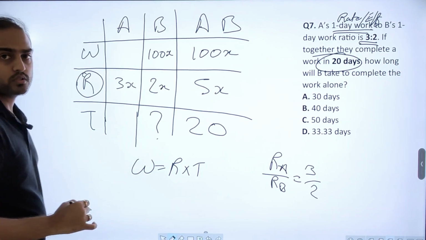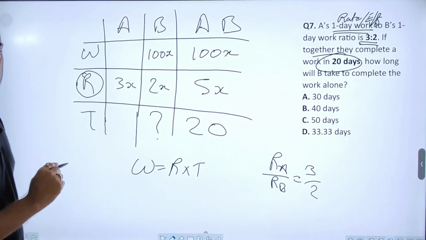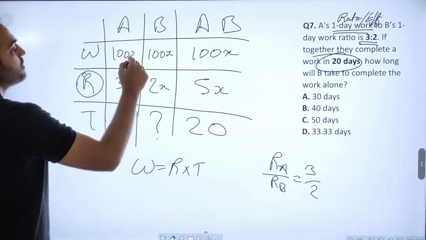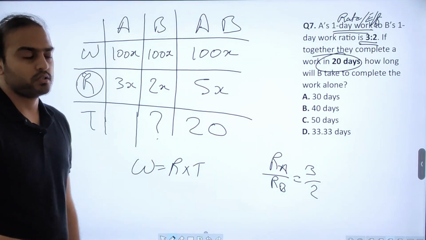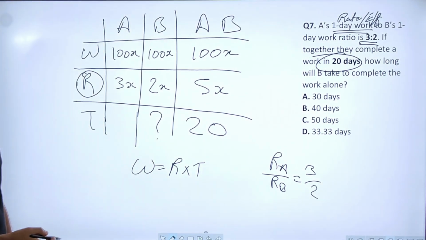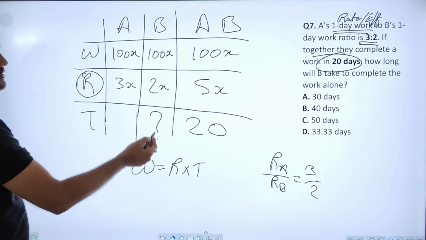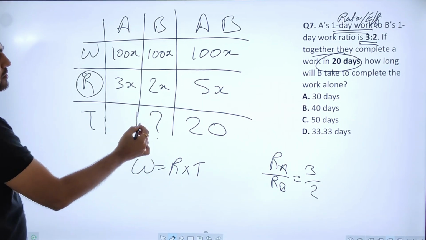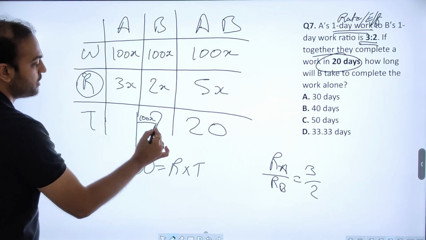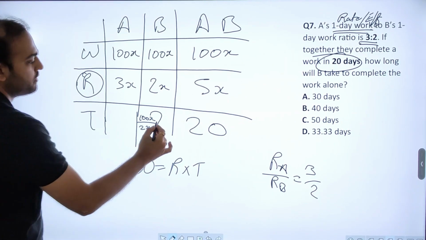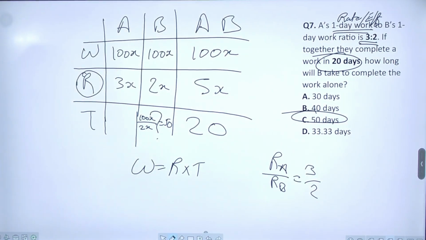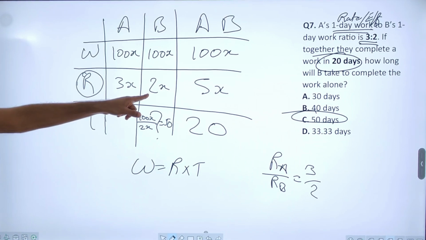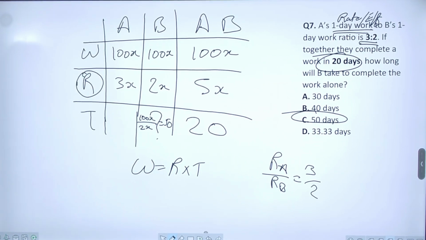So for B also, the work is 100x when B works alone, and when A works alone, for him also the work is 100x. Okay, so here we did not assume the work. Okay, we can directly solve. Question is time for B. Time for B will be work by rate, which is 50. Right, time for B will be work of B by rate of B, which is 50.